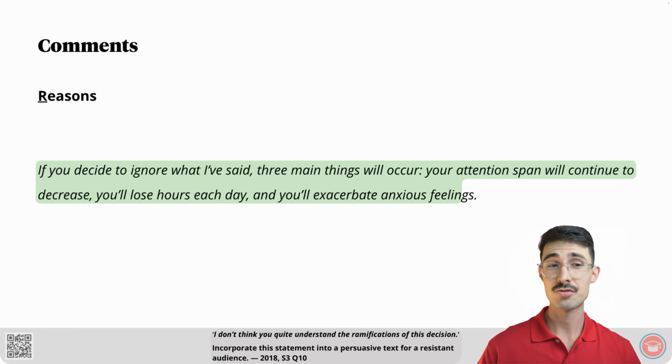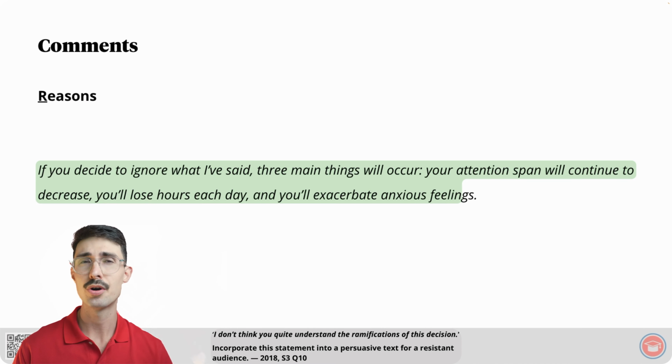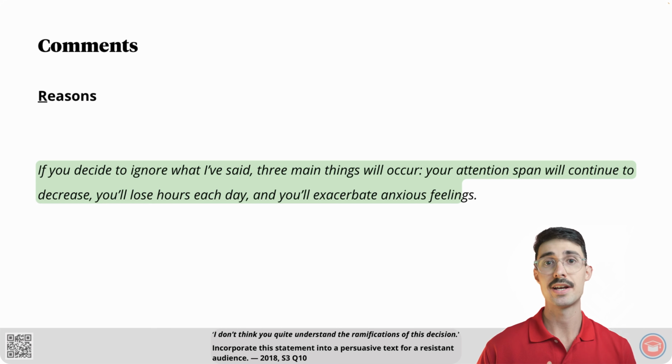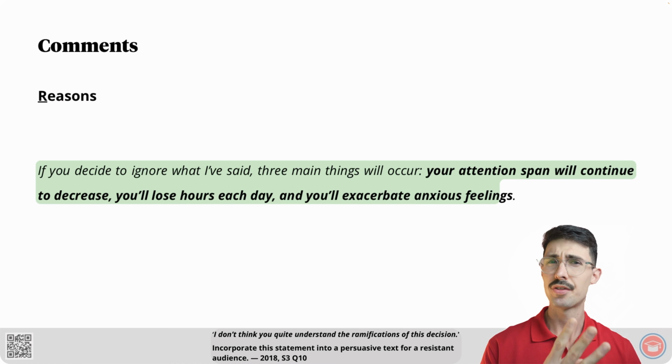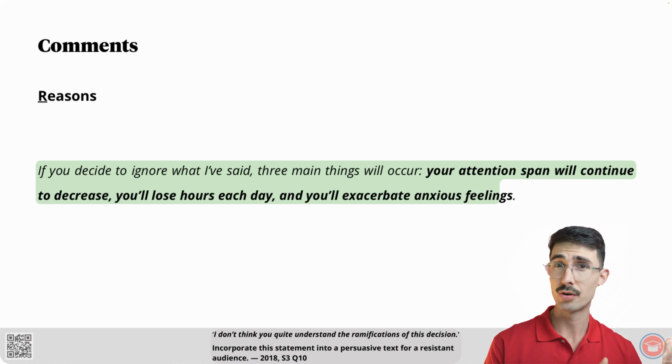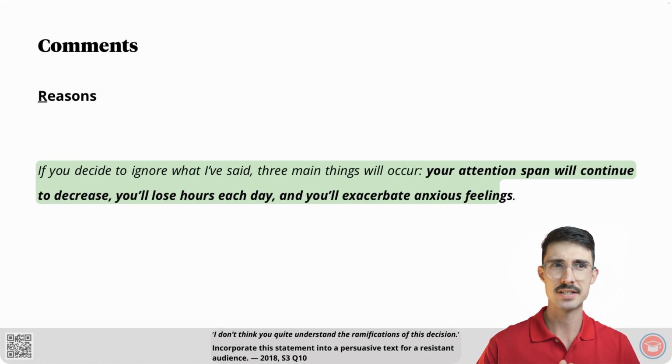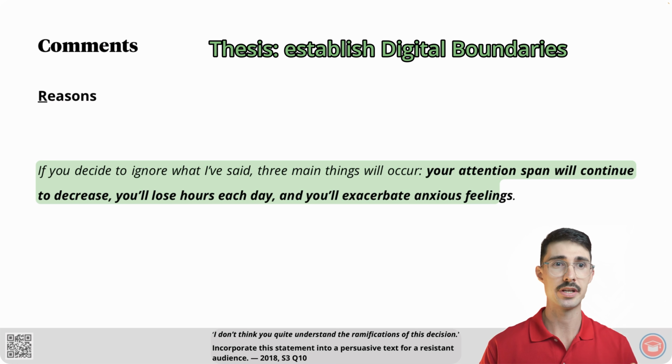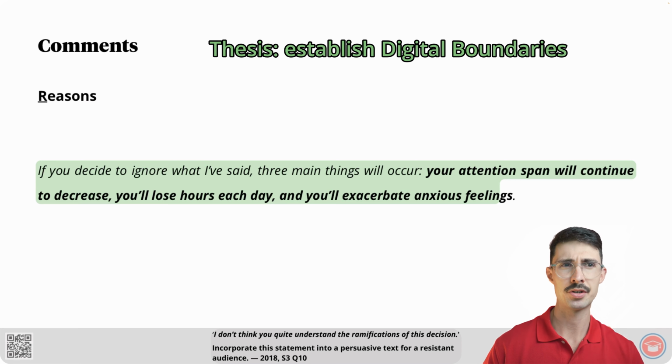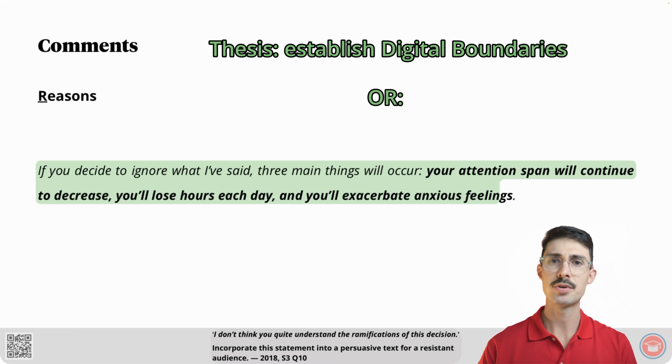Turning to the reasons element of the introduction. This part of my intro is one sentence that outlines the ramifications or consequences of ignoring what I say. Basically, I'm saying that there are three consequences of ignoring what I have to say, and what I have to say is my thesis, which is that the audience should establish digital boundaries. In this part of my intro, I'm saying the audience will experience three things if they don't establish digital boundaries, and those three things each represent a body paragraph in my persuasive speech.